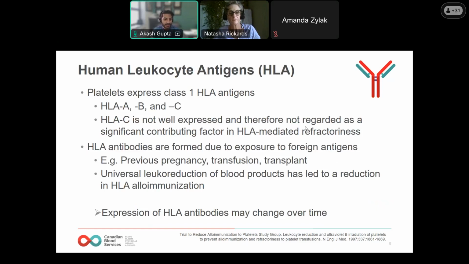And it has been shown that the implementation of universal leukoreduction has led to a reduction in HLA alloimmunization, with transfused white cells being a potent sensitizer, is the theory, and the majority being removed means there's less sensitization, but it's not down to zero. And we also know that HLA antibodies do change over time. So somebody might have many antibodies now, but after treatment or time, those antibodies may change and decrease.